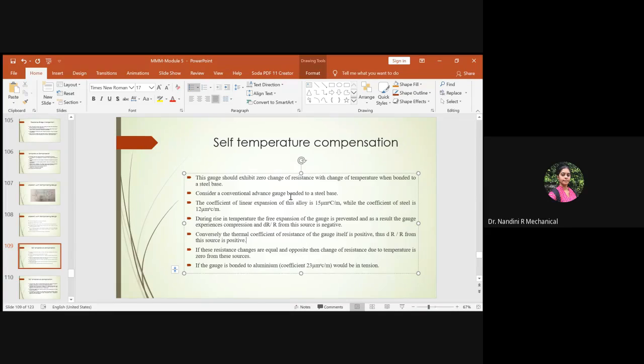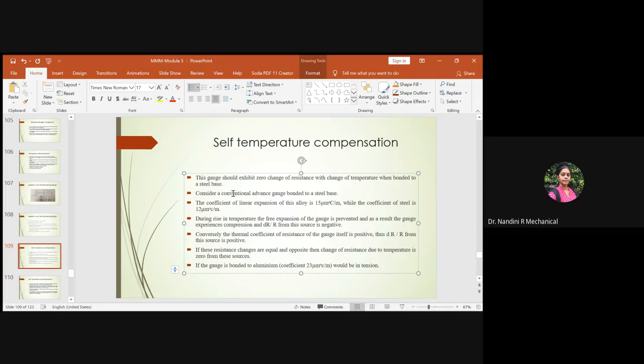because the steel substrate that you use will not allow the gauge to expand, and as a result there is no experience of compression in the change in resistance. Only if you get the compression in the change in resistance, then you get the negative value. Okay, and as a result it retains the positive value of change in resistance. If these resistance changes are equal and opposite, then the change of resistance due to temperature will be zero. It gets nullified and there will be compensation of the temperature.